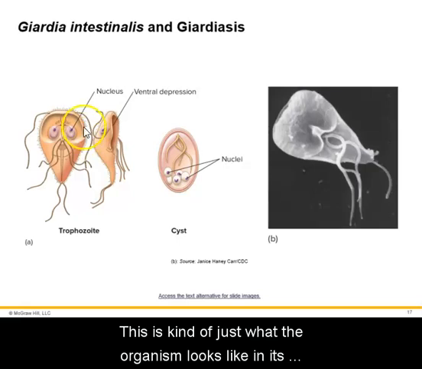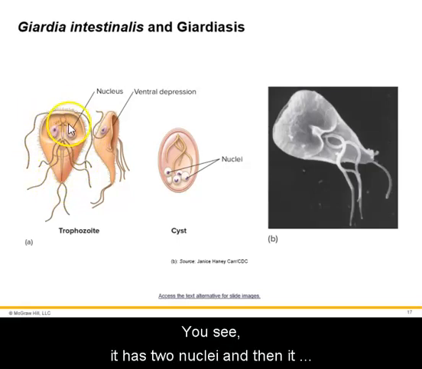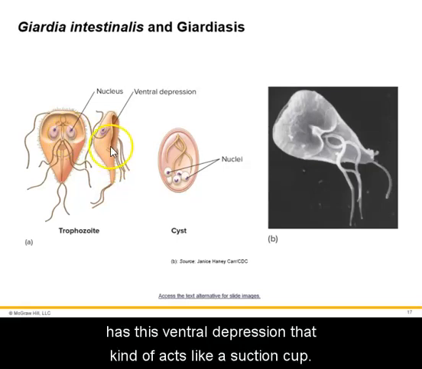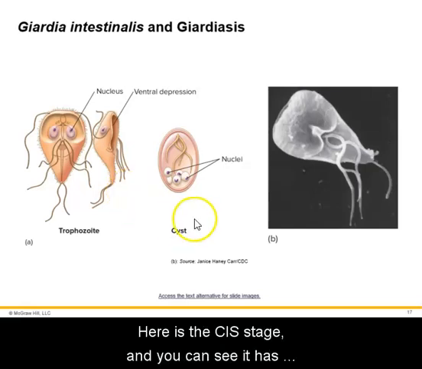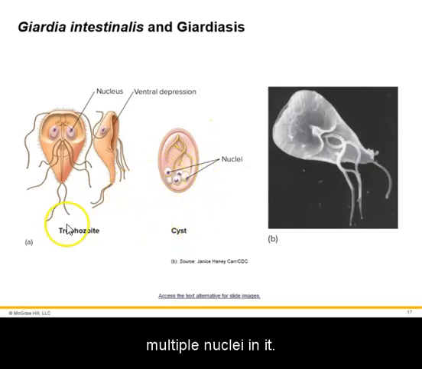This is kind of just what the organism looks like in its trophozoite stage. You can see it has two nuclei, and then it has this ventral depression that kind of acts like a suction cup. Here is the cyst stage, and you can see it has multiple nuclei in it.